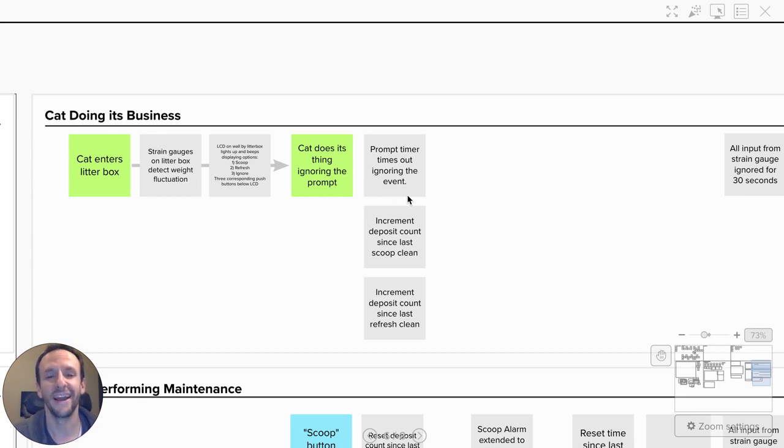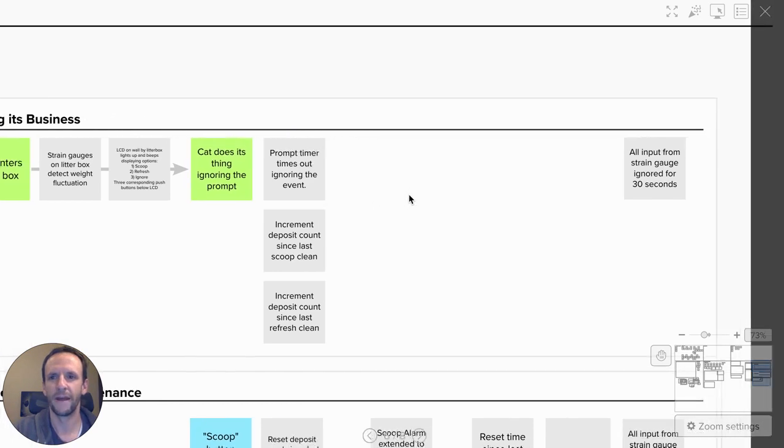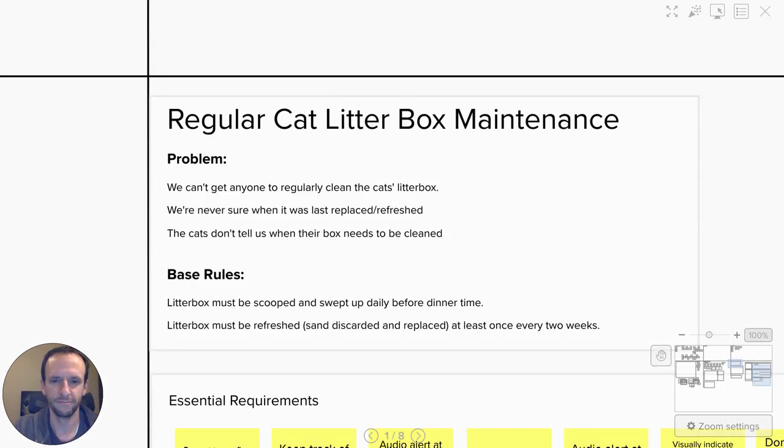We could then say, hey, I know this was a cat, or we think it was a cat, and we could increment the deposit count so that we can then display on an LCD outside of the bathroom, there have been X number of deposits since the last time it was scooped or replaced. And of course, we would also have a buffer or a time around which more weight shifting or interaction with the litter box would not prompt for a response. Thank you very much.